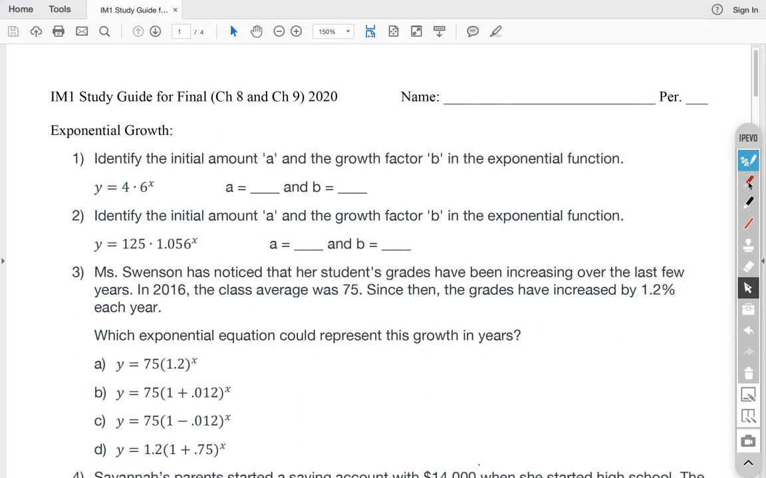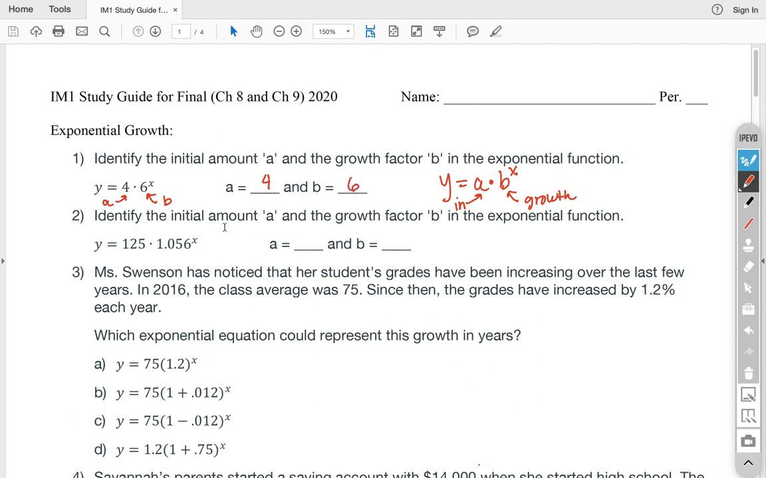In problem number 1, we need to find out what the initial amount A is and the growth factor B is. We need the equation y equals A times B to the x. This is your initial amount, and this is your growth. So in this equation, this is your A, your initial amount, and this is your B, your growth. So A is 4, and B is the one with the exponent of x, so the B is 6.